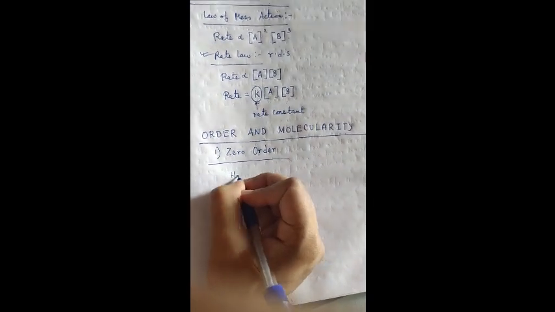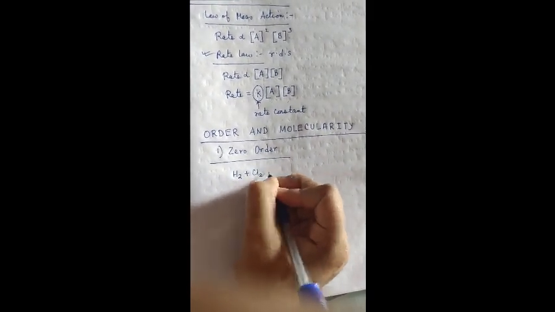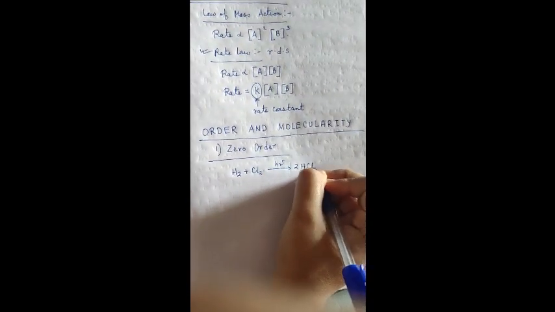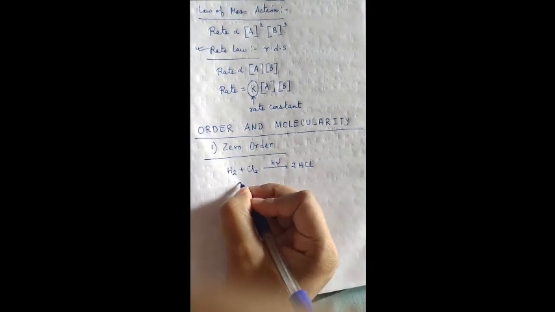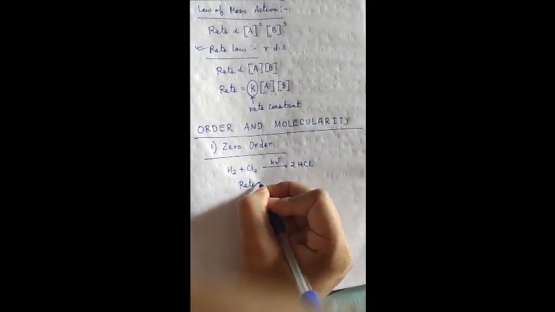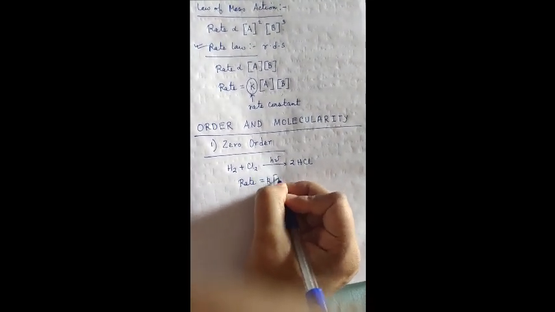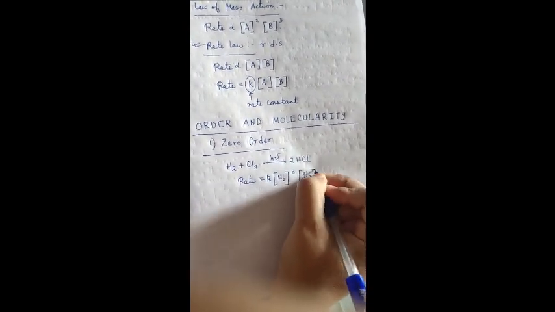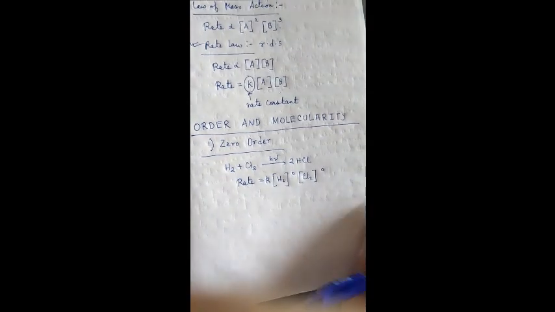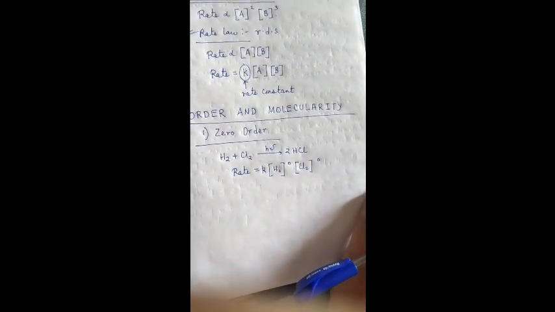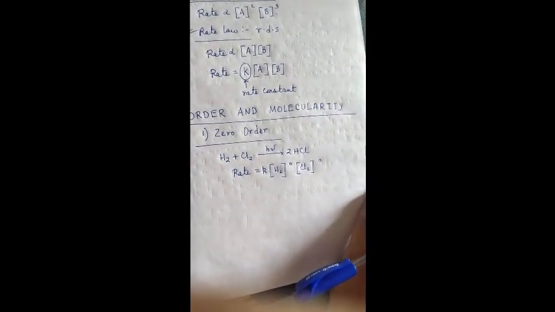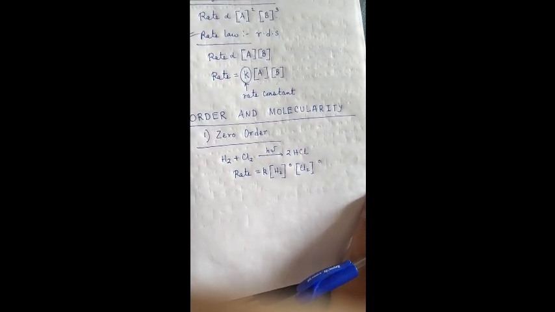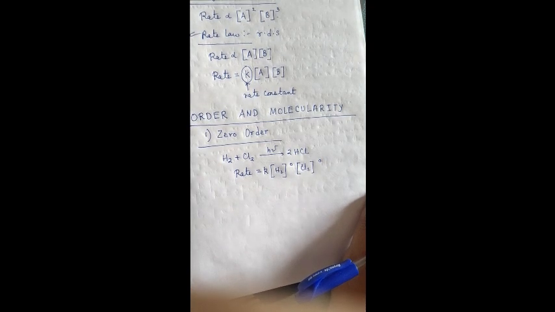Example, hydrogen and chlorine reacting in the presence of sunlight to produce 2HCl. This is a zero order reaction because it has been seen that the rate is neither dependent on hydrogen nor dependent on chlorine. It is independent of both the reactants. So the type of reactions in which the rate is not dependent on the concentration of any reactant are called zero order reactions.